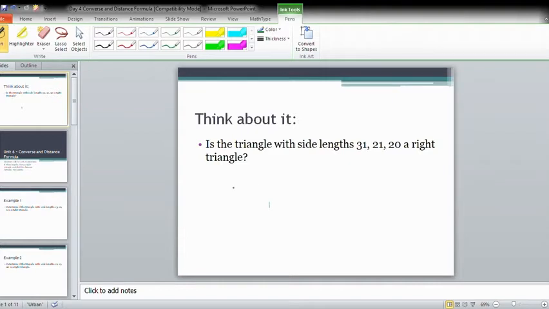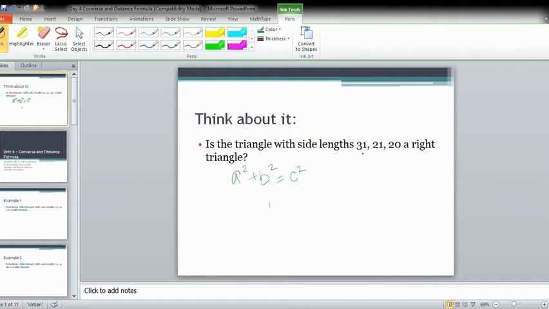Well, in order to find a missing side, we use good old Pythag, right? A squared plus b squared equals c squared. And this works every time for every right triangle. So if this is a right triangle, it'll work. So we've got to use the Pythag to determine it.